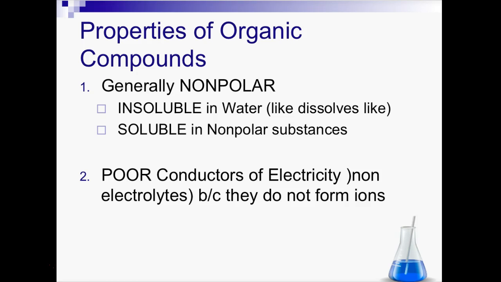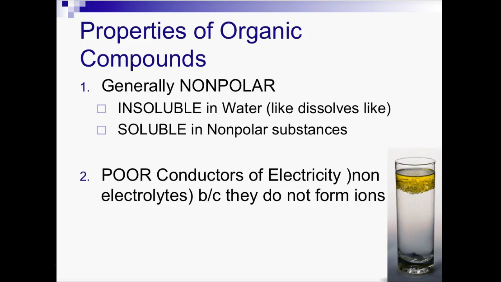Properties of organic compounds. They're generally nonpolar. They're insoluble in water. Remember, like dissolves like from our last unit. But they are soluble in nonpolar substances. They're poor conductors of electricity. And that is because they are non-electrolytes. And that's primarily because nonpolar things do not form ions. They're mostly made up of carbon and hydrogen, which are 2 nonmetals. They're going to be covalently bonded together, and they are not going to dissociate and form ions when they dissolve in water.